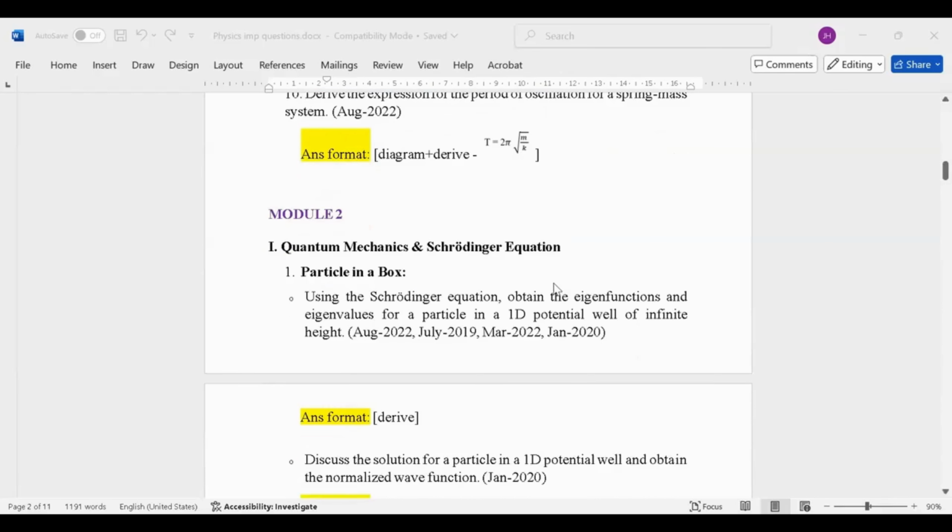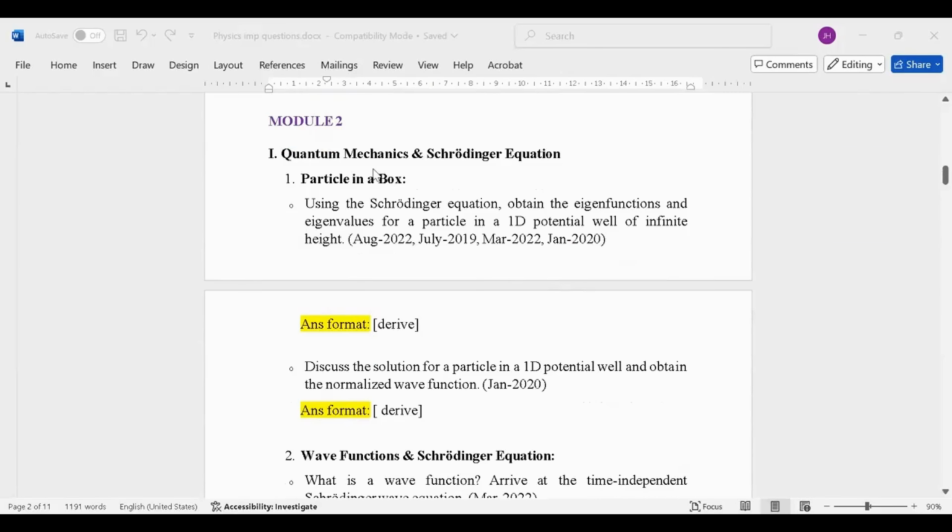Next, moving on to module 2. So in module 2, you have particle in a box.